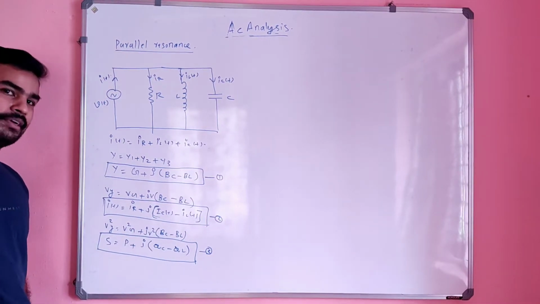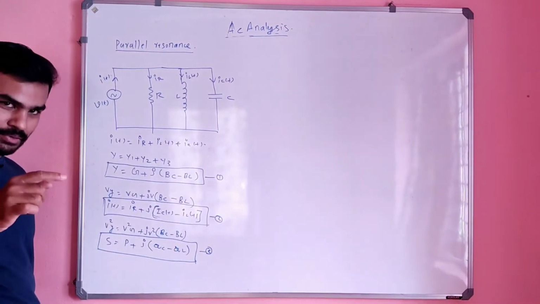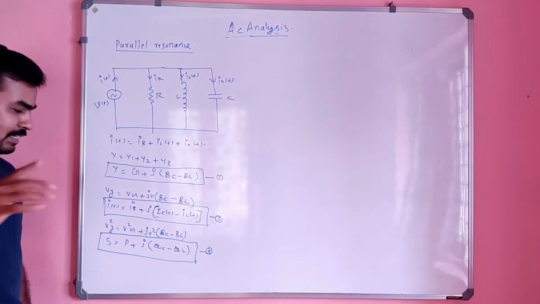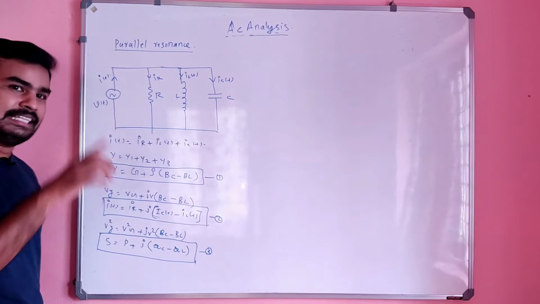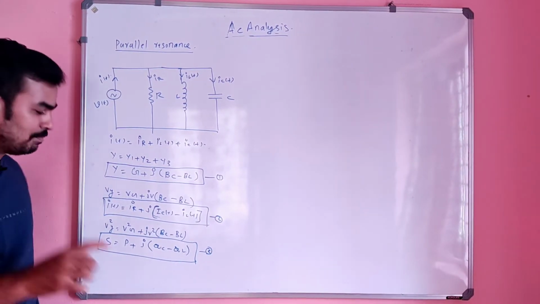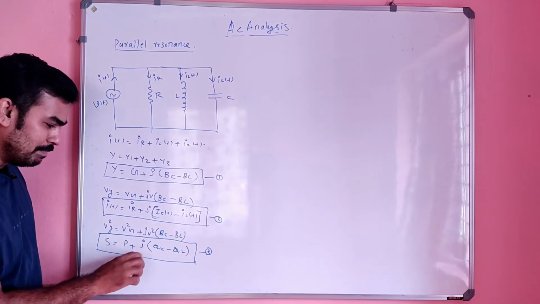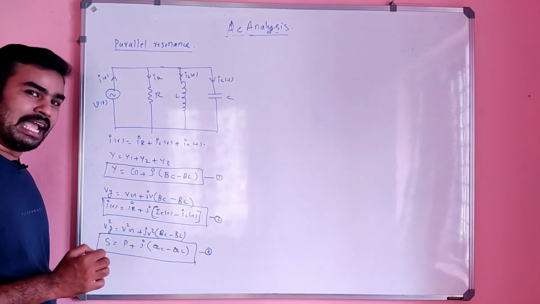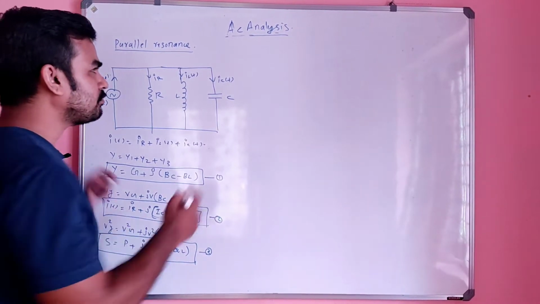You already studied the series impedance equation, the voltage equation V is equal to VR plus j into, right, which you already studied. And there was also S is equal to P plus j into QL minus QC. But here S is equal to P plus j into QC minus QL. You have to clearly observe the difference. Okay, you have to clearly observe the difference.